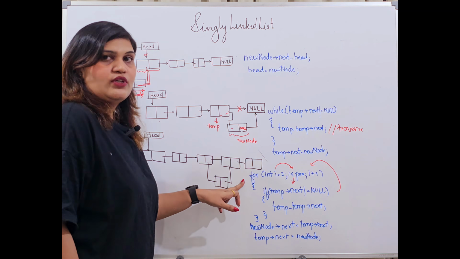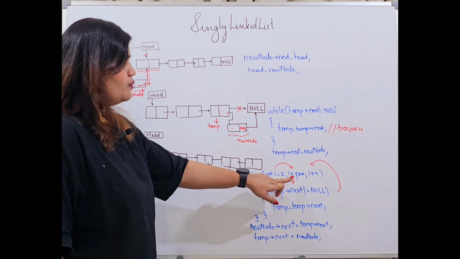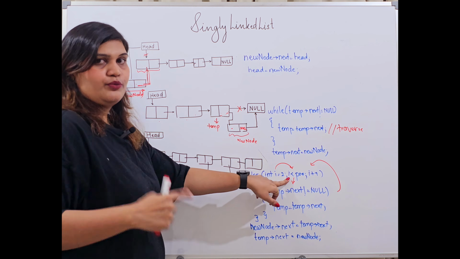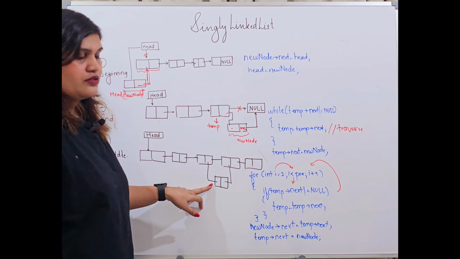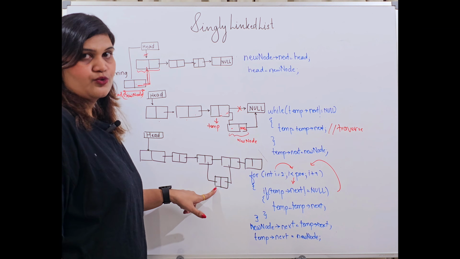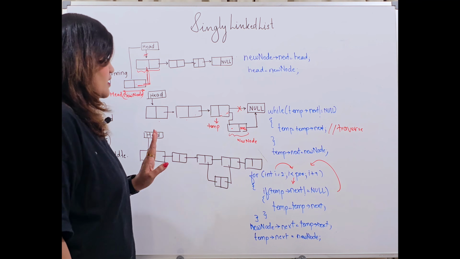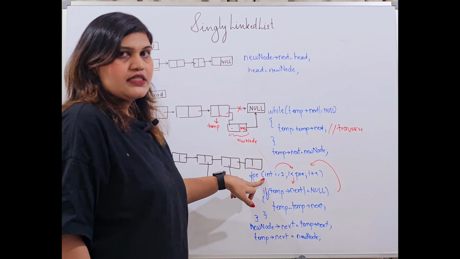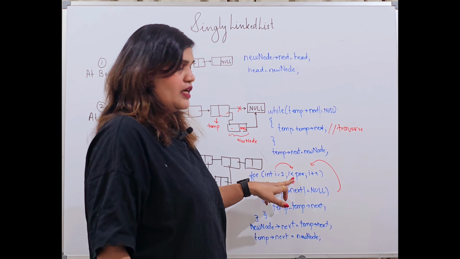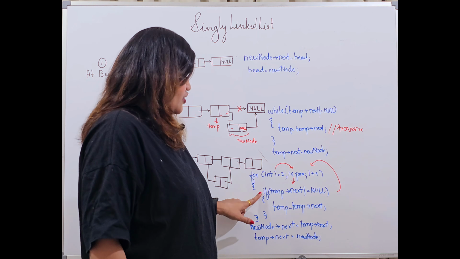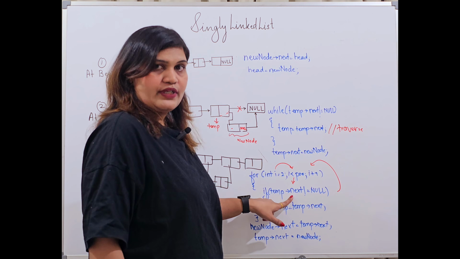So for int i equal to 2, i is less than position. Position is the value that I'm going to take from the user. Suppose the user is saying that I want to insert the element at the 4th position. So this is the position that I'm supposed to come to, right? That is the reason why I'm traveling through my linked list using int i equal to 2, i is less than position. I will come inside, I will check is temp next equal to null.